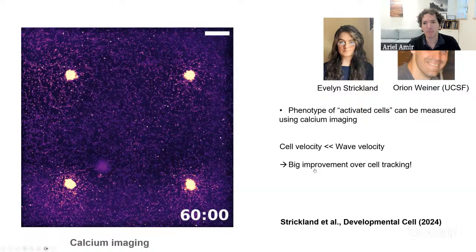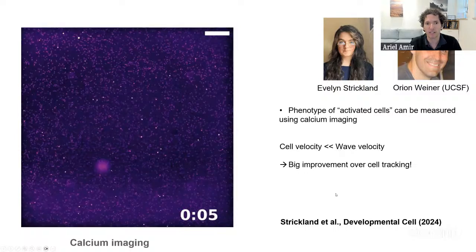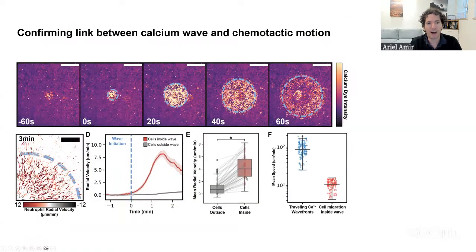And again, the big improvement is because cell velocity is much smaller than the wave velocity, here we don't need to wait for the cells to move, and we can already see the information waves propagating. So the first thing we did was validate that this is indeed what we think it is.